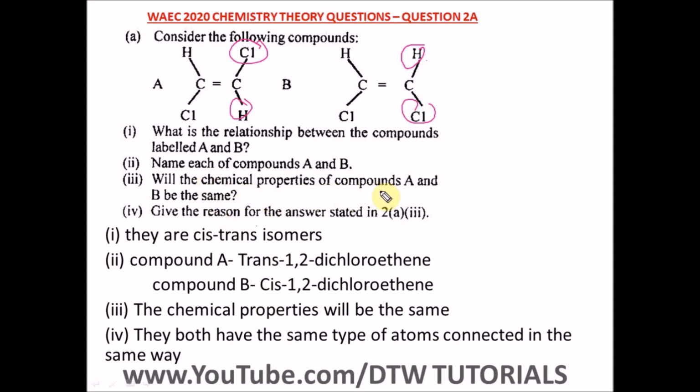3 says, will the chemical properties of compounds A and B be the same? Yes. Remember I said that they have the same formula, just their functional group orientation is different. So yes, they will have the same chemical properties. Our reason is because they have the same type of atoms connected in the same way. They both have the same number of carbon, the same number of hydrogen, the same number of chlorine. It's just their arrangement, their orientation, that is different. That is why their chemical properties would still be the same.